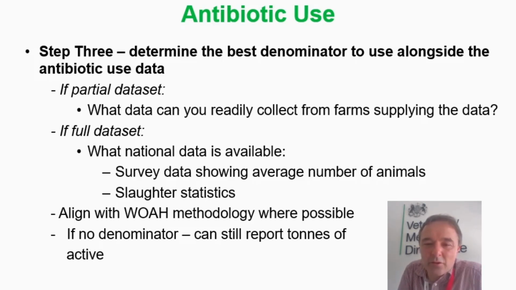If there is no denominator, then you can still report tons of active ingredients. So even if you can't get the animal number data, still collect the active ingredient data, still publish that data, because it's useful for monitoring trends and also understanding which antibiotics are being used, which routes of administration are being used, and that can inform stewardship activities.